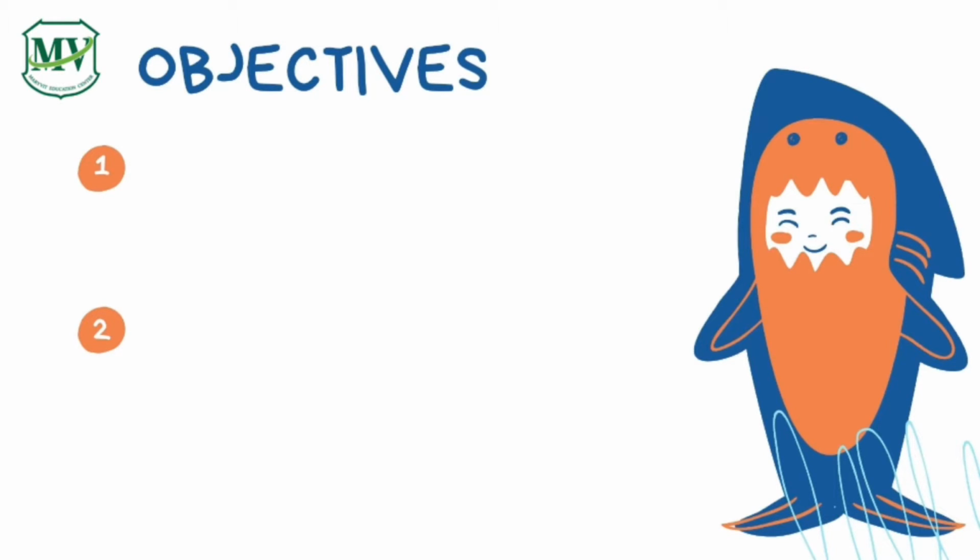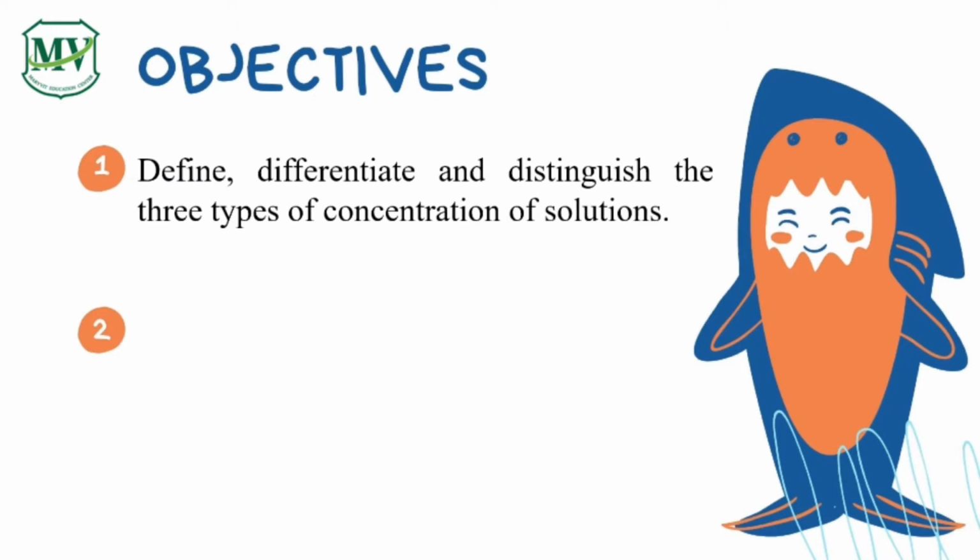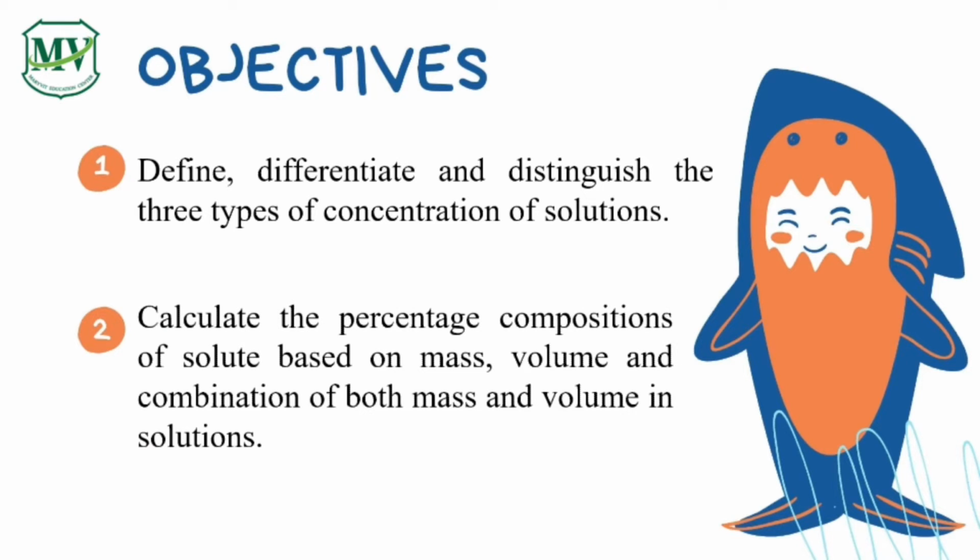At the end of our lesson, you are expected to have learned the following points. Number 1. Define, differentiate, and distinguish the three types of concentration of solutions. Number 2. Calculate the percentage compositions of solute based on mass, volume, and the combination of both mass and volume in solutions.